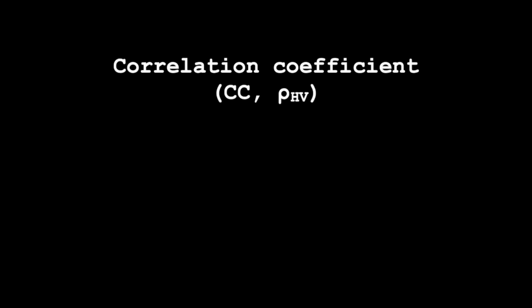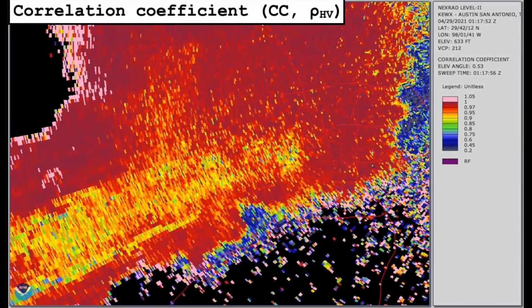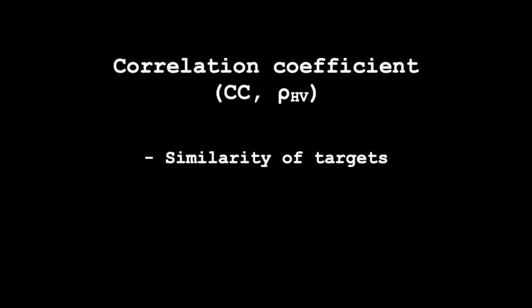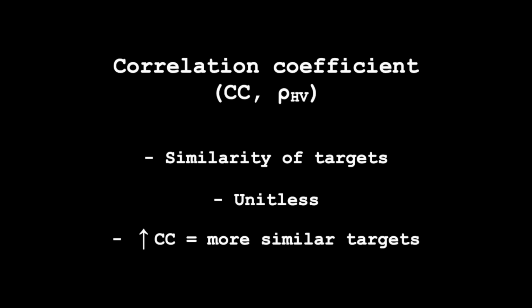The first is called correlation coefficient, shortened to CC or ρHV. Correlation coefficient compares the consistency between backscattered power in the horizontal and vertical planes. In simple terms, it tells us how similar or correlated the targets are that the radar samples. Correlation coefficient is unitless and ranges from 0 to 1. If targets have similar shapes and sizes, the correlation coefficient will be close to 1, but if their shapes and sizes are quite varied, correlation coefficient will decrease.